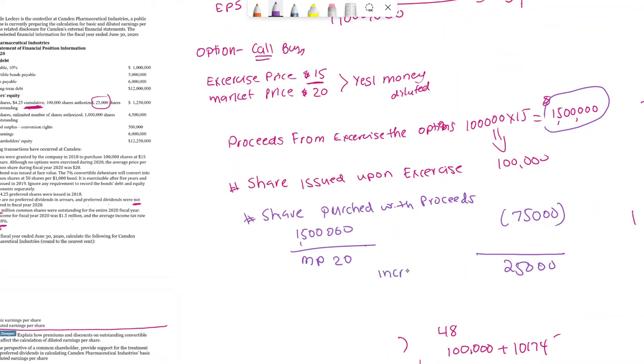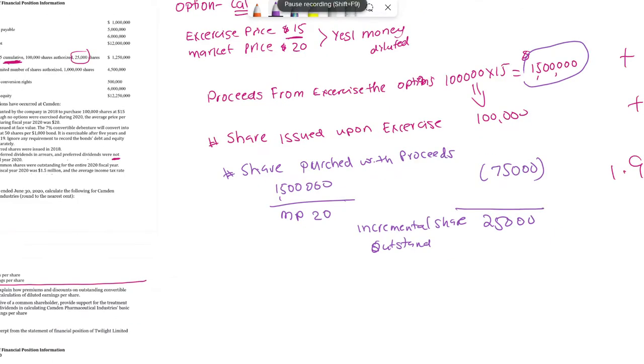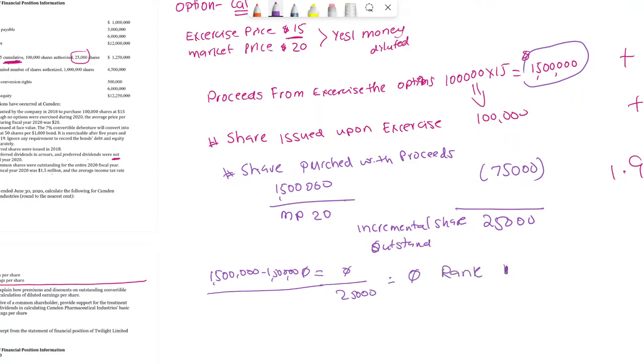So we have incremental shares outstanding, 25,000. If I were to do it top-down, we are going to have a 0. How did I get the 0? 1.5 million minus the 1.5 million equals 0, divided by your 25,000. That's your incremental share. In this case, it will be 0, and this is always going to be ranked number 1.